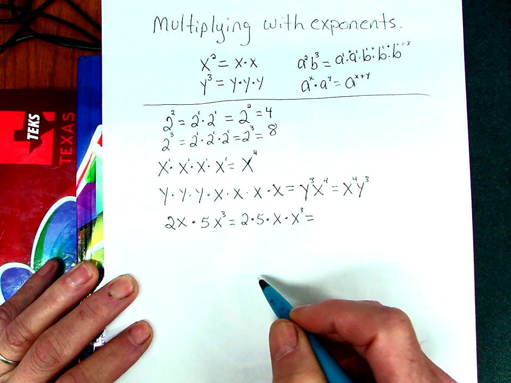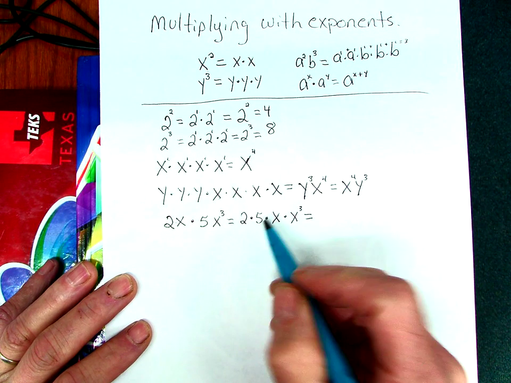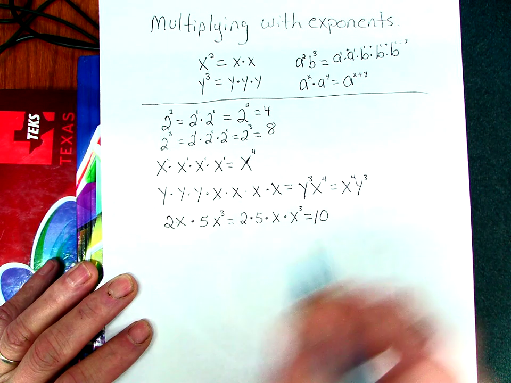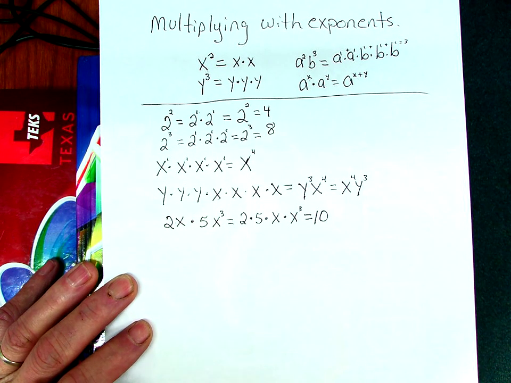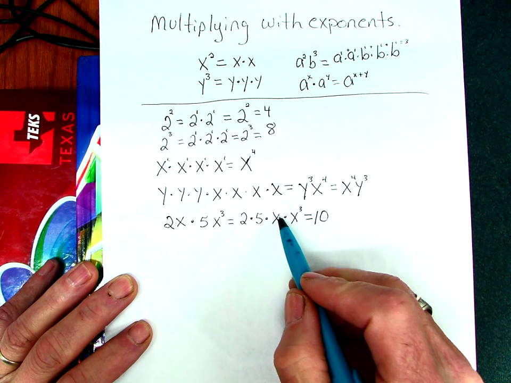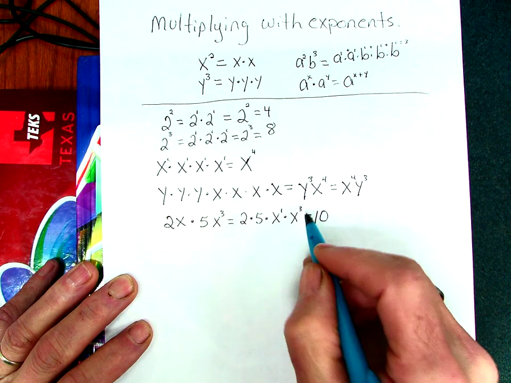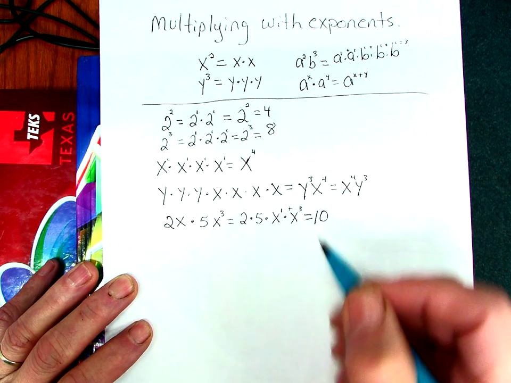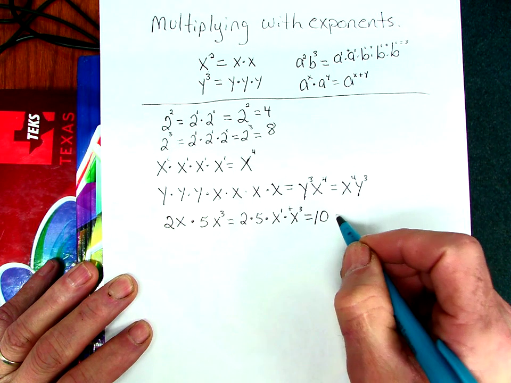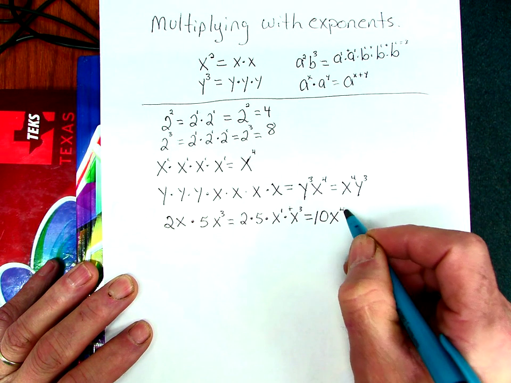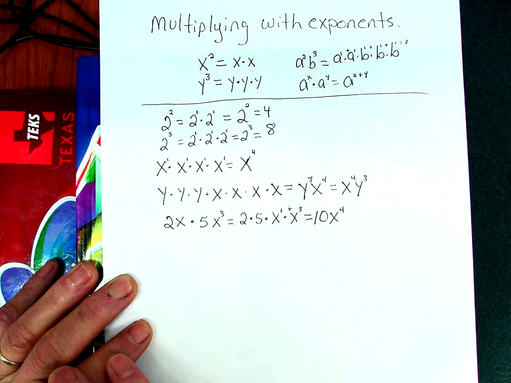Now I'm going to simplify this. 2 times 5 is 10. It's no different than the way that we've always multiplied numbers together. I've got x to the first, x to the third. I add them together, and that gives me x to the fourth power. And that is done. It is complete.